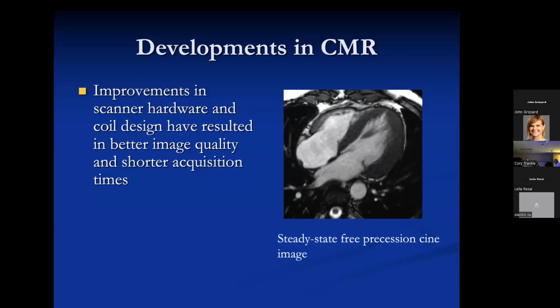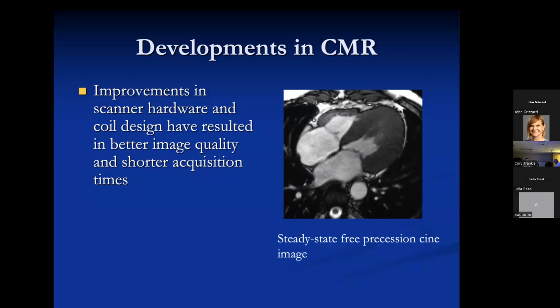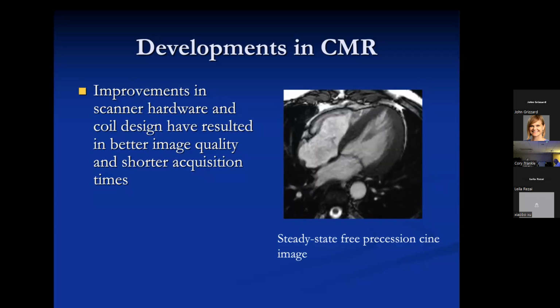with cardiac MRI. The early cine images to look at the cardiac motion and overall structure and function were largely gradient echo sequences. That's a certain type of scan sequence. But what we use now results in a very nice bright blood image with a very dark myocardium, and those are called steady state free precession, and those are the cine images.